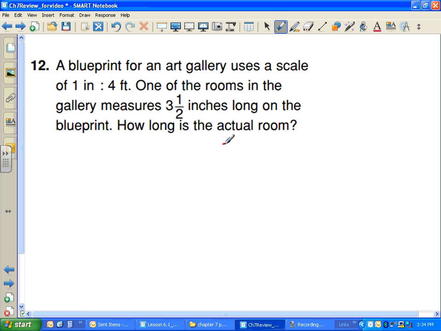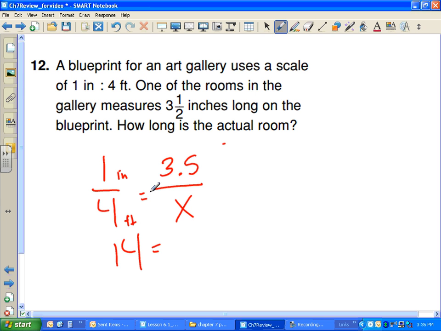Last one. Okay. A blueprint for an art gallery uses a scale of 1 to 4. There's my scale, 1 to 4, 1 inch to 4 feet. One of the rooms in the gallery measures 3.5 inches long. Okay, this is inches, so I know it's going to go up here. I'm going to write 3.5. How long is the actual room? So you're trying to find out this one, because the actual room has to be in feet. So 3.5 times 4. 1 times x, 1x, that's x, so there's your answer. The actual room is 14 feet long.